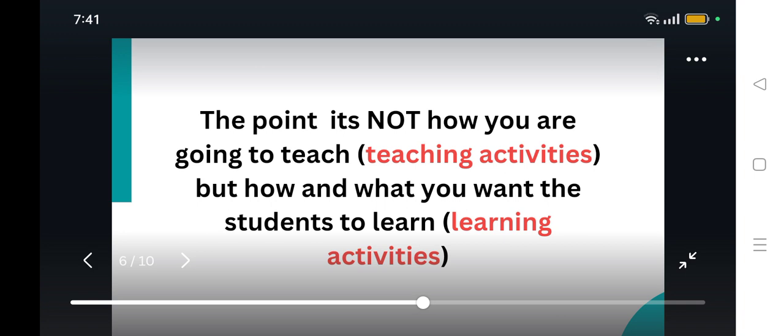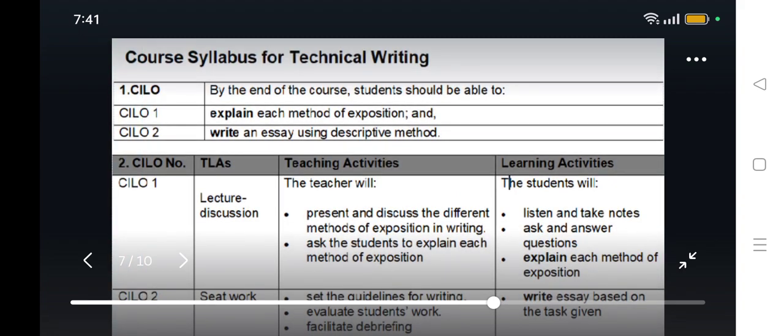Now, the point is, of course, it's not how you're going to teach, but how and what you want the students to learn. Please take note, educators, that it is what the learners do that they learn, not what you do. Again, may I highlight this, that it is what the students do that they learn, not what the teacher does. Therefore, again, we are looking at the student-centered approach.